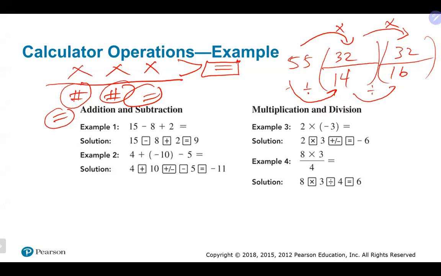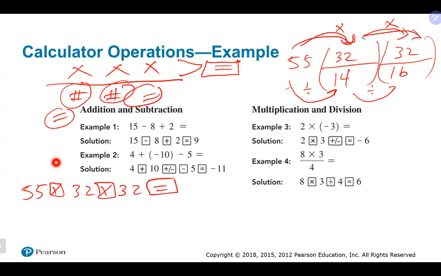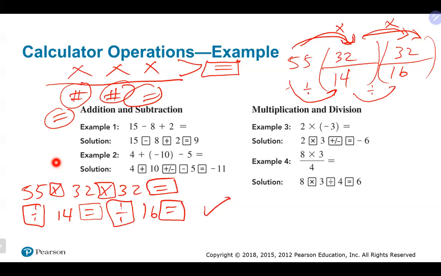So for example, for what I wrote up here, I would punch into my calculator 55, hit the multiplication button, 32, hit the multiplication button, 32, and then hit equals. That takes care of all the multiplication we're doing up here on top. Then I would hit the divide button, hit 14, and then hit equals. Then I would hit the divide button again, hit 16, and then hit equals, and you're guaranteed to get the right answer. If you try to put it all in at once, there's probably a good chance you will not get the right answer.